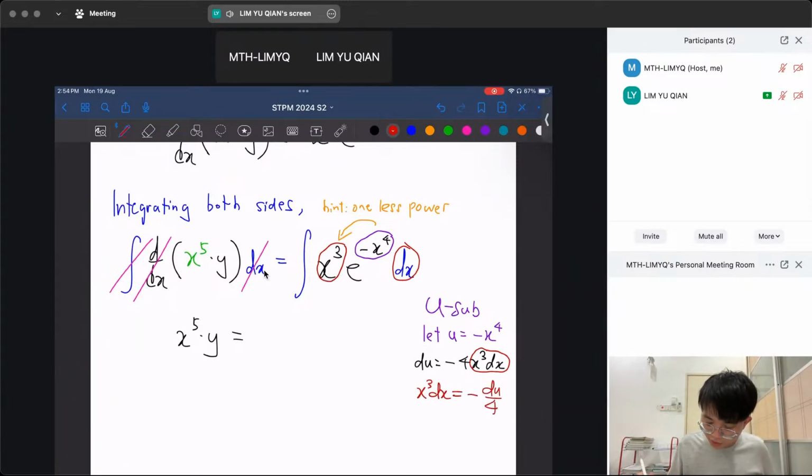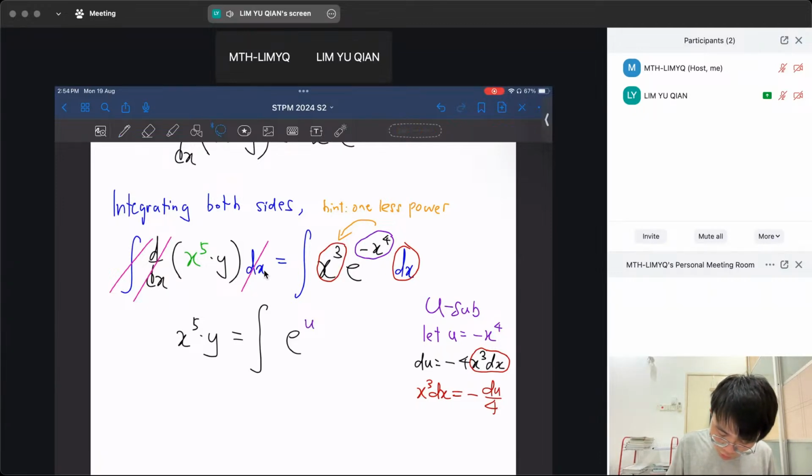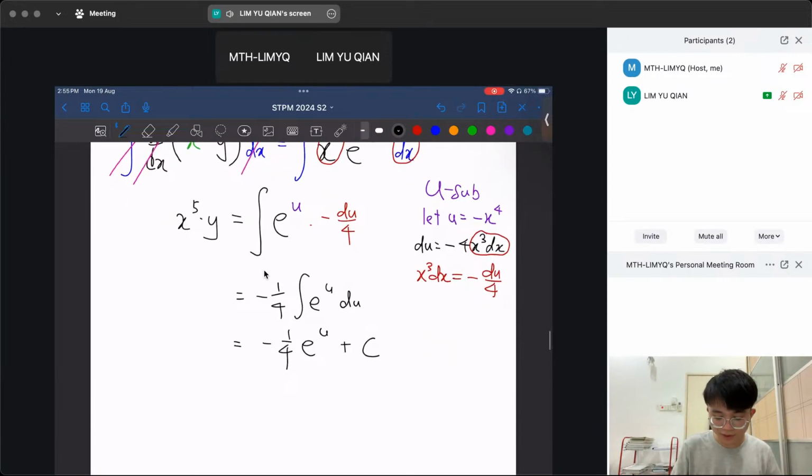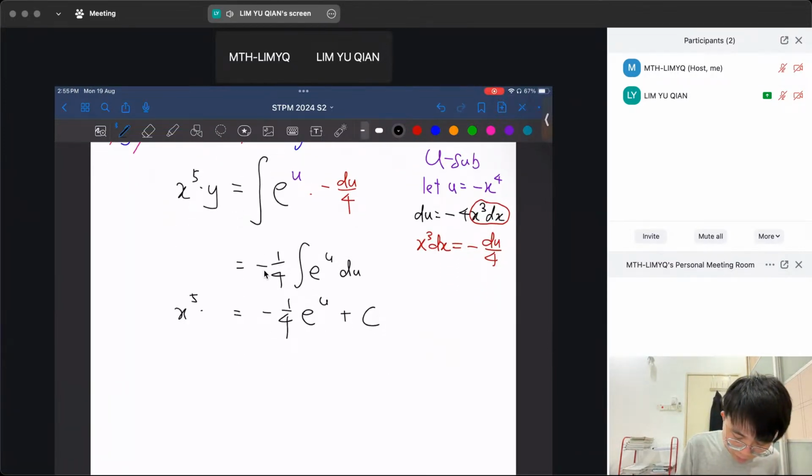So I will substitute this. Let's substitute into the integration of e to the u. The red part becomes multiplied by negative du over 4. Combine everything: negative 1 over 4 e^u du, which is negative 1 over 4 e^u plus c, constant.